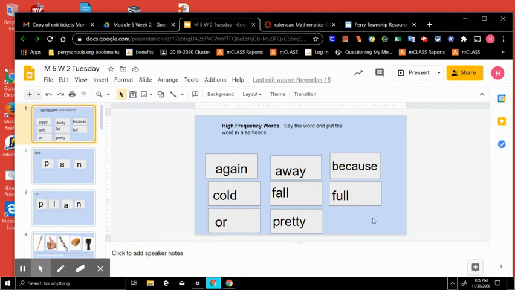We'll do a couple more. Away. Put away in the sentence. Pause your computer and put away in the sentence. And last one, full. Put full in a sentence. Pause your computer and say the sentence. Good job. I bet you had some great sentences.